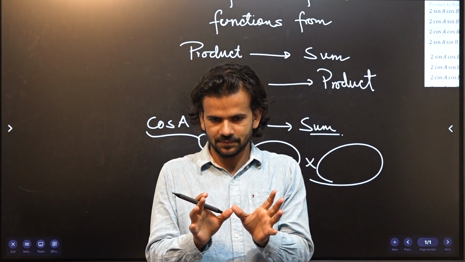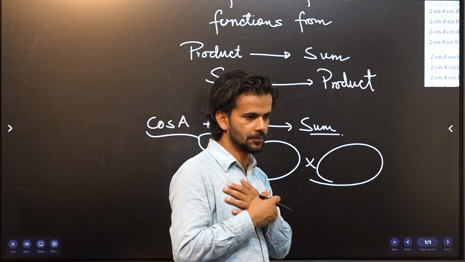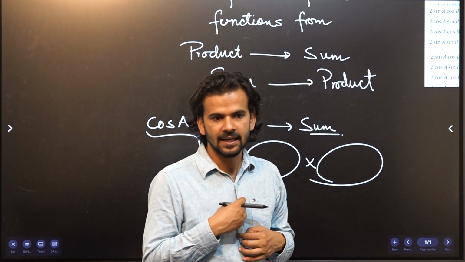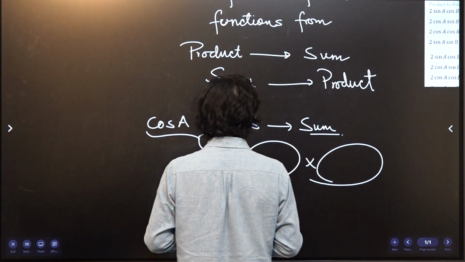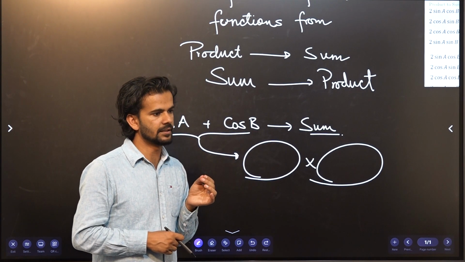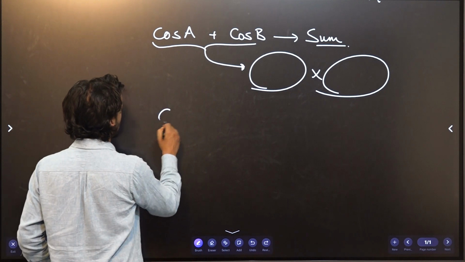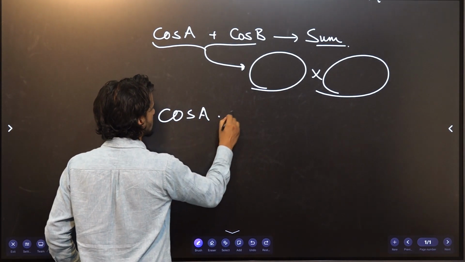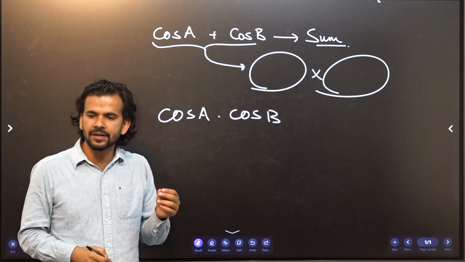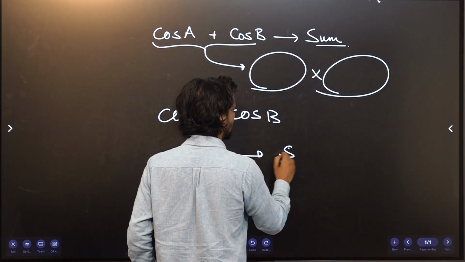It's a product, something into something. It's like factorization that we do, like factorization in algebra, right? You are given an expression and you have to write it in terms of product. Similarly, you may have an expression cos A times cos B. Our objective is to learn how to express it in terms of sum.